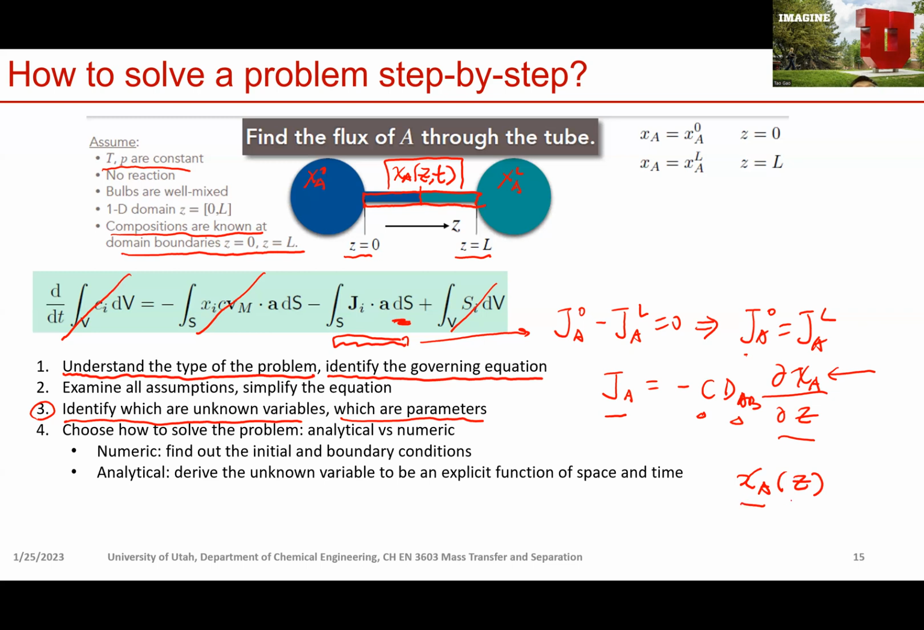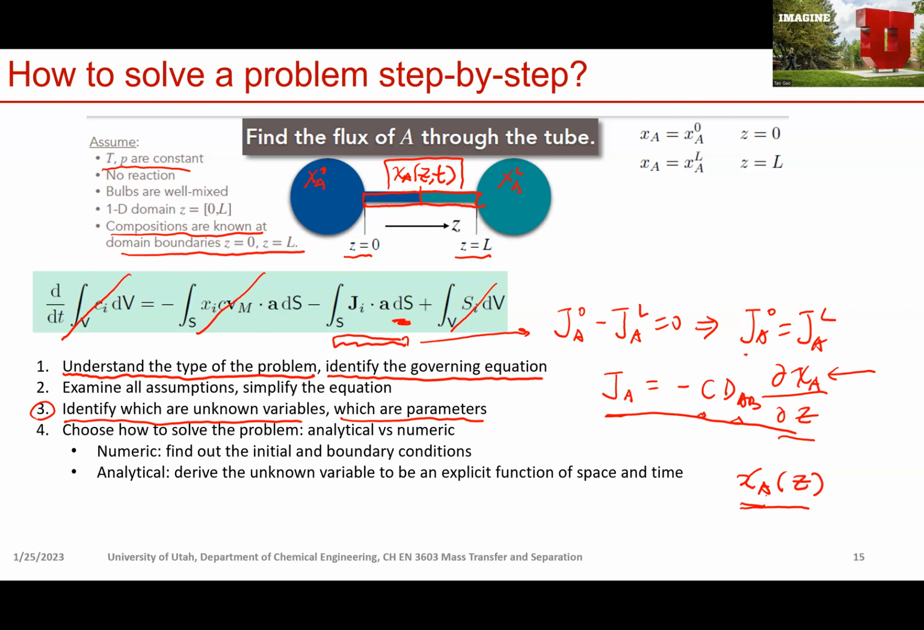So it's only dependent on Z, which is a kind of location. Now, the whole physical problem has been simplified to a mathematical problem, which is to solve this ordinary differential equation to get the functional form of XA as a function of Z, right? That's simple enough.